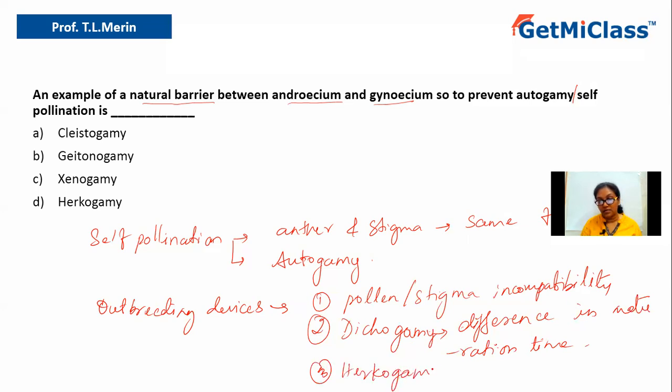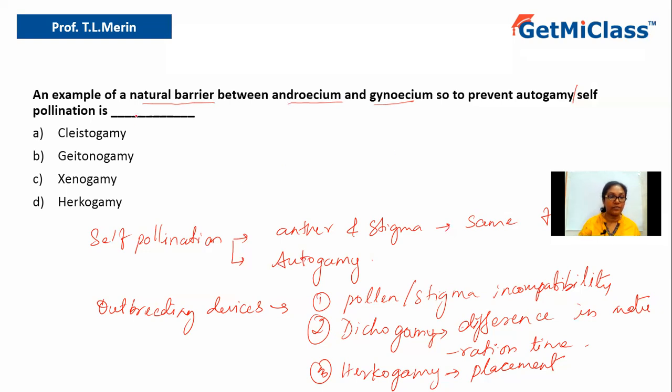Herkogamy. So what is herkogamy? Here the placement of the male and the female reproductive parts will be in such a way that there will not be any self-fertilization or self-pollination. So it depends on the placement of the male and female reproductive organs. Now, suppose this is the stigma, lower to it will be the anther, so that the pollen grains will not pollinate its own stigma. Hence that is herkogamy.